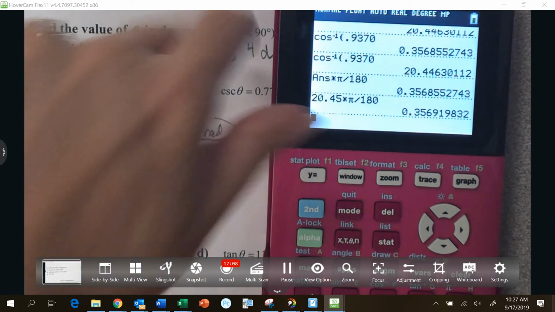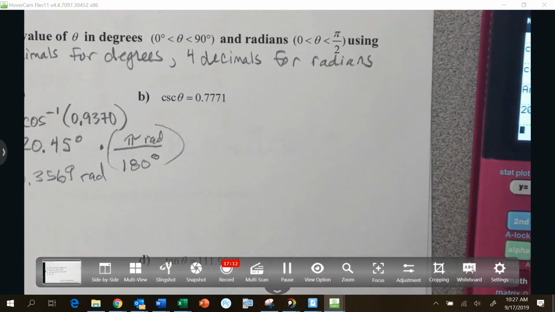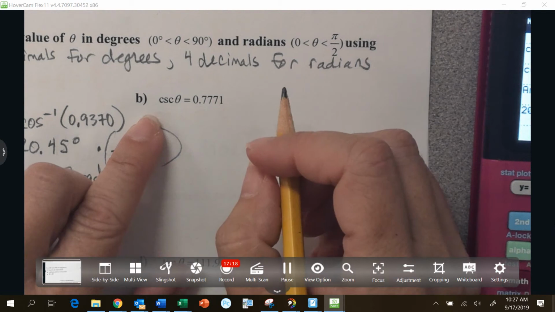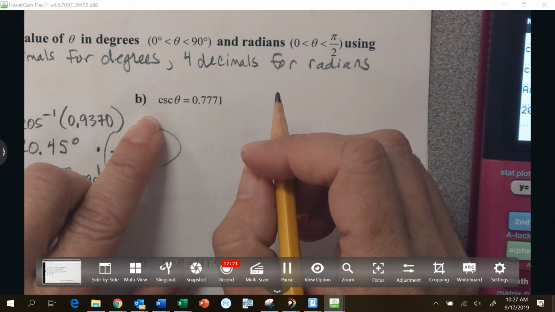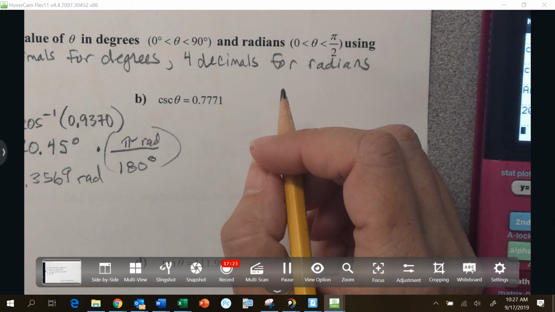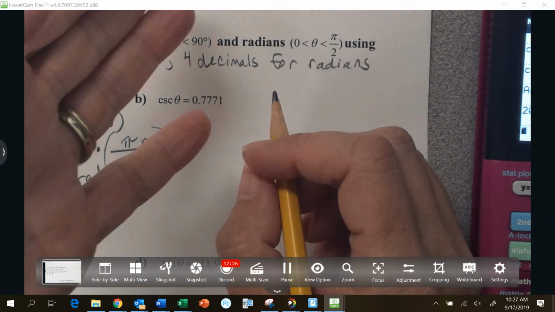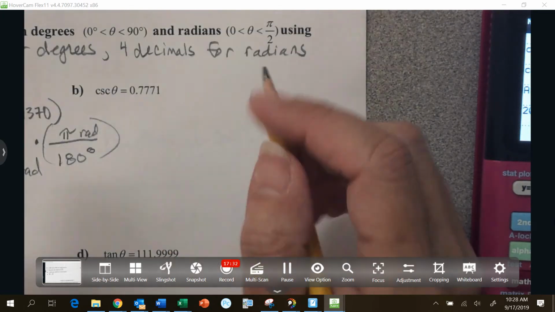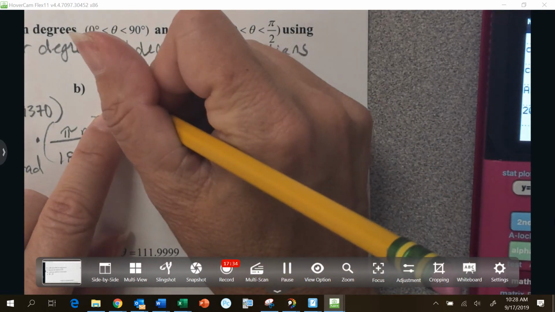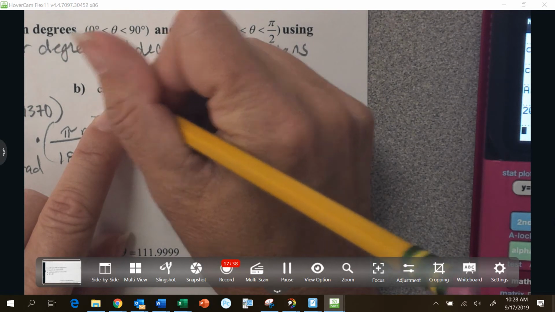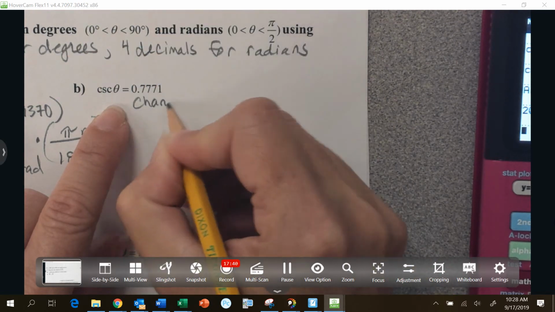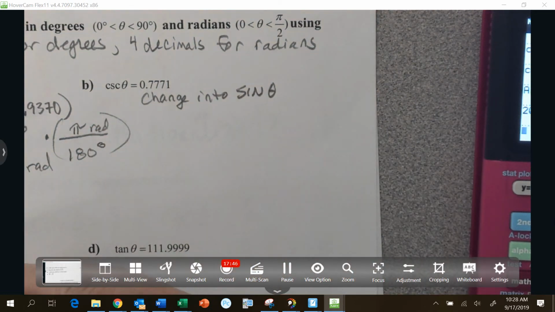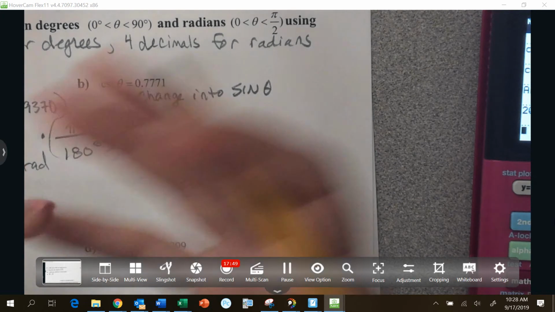Okay? All right, next one. Cosecant theta equals 0.7771. How do we cancel out cosecant theta? Do we have a cosecant theta inverse button? We have to change it to sine. So how do we change cosecant theta into sine? I heard 1 over, but 1 over what?